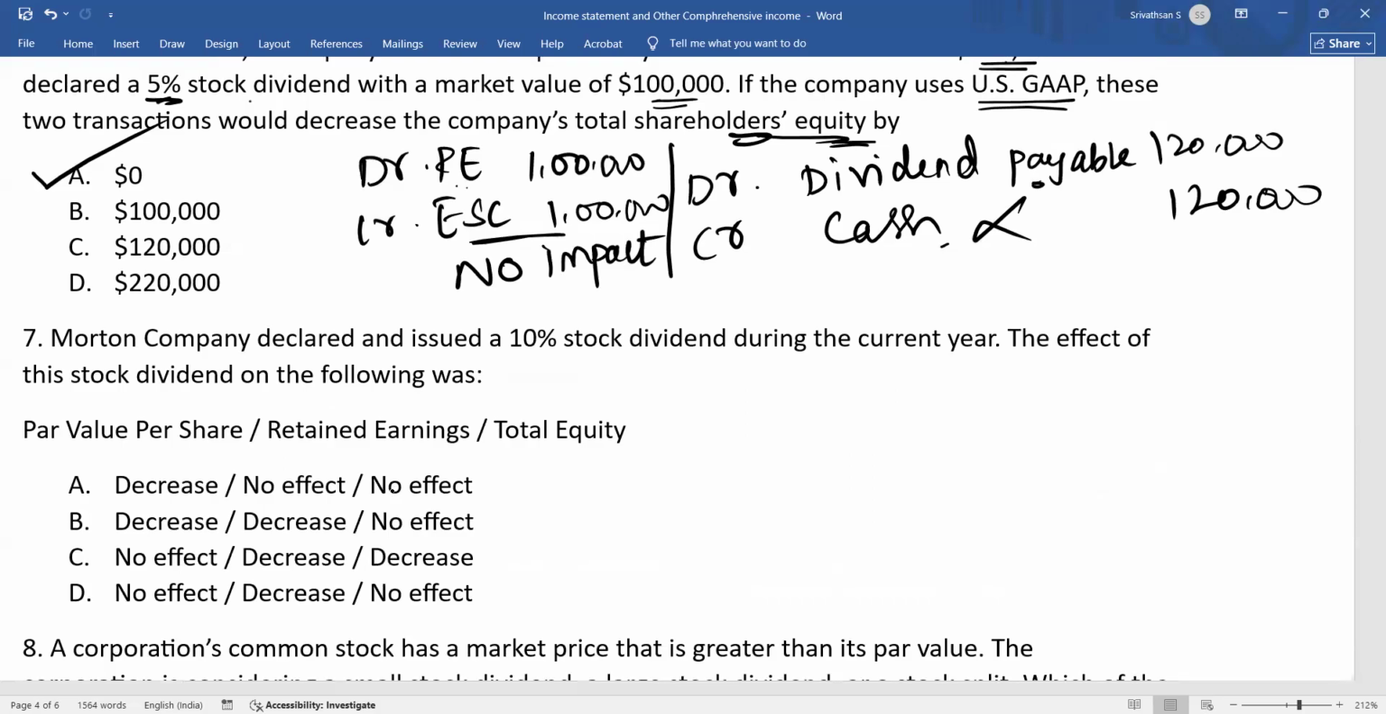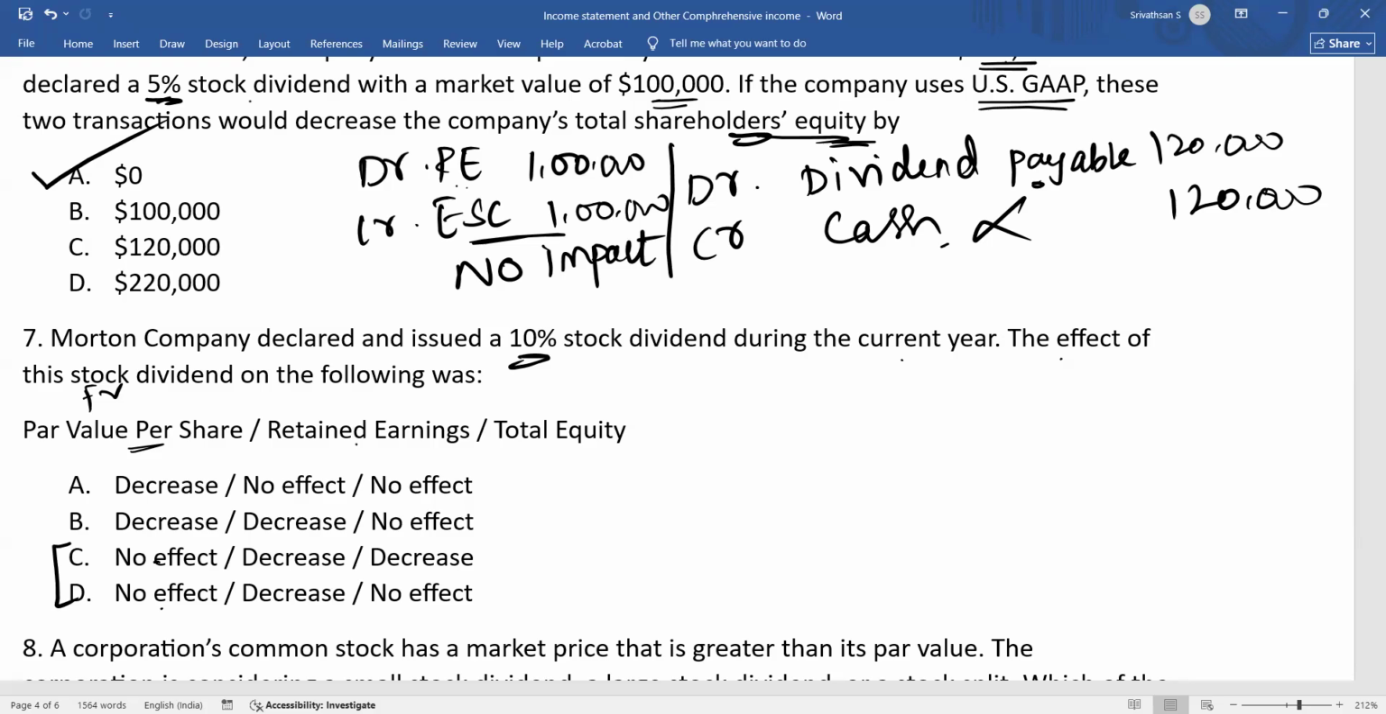Question number 7. Morton Company declared and issued a 10% stock dividend. So again, it is a small stock dividend during the current year. The effect of this stock dividend on the following was. So because of a stock dividend, what will be the impact on par value per share? Par value is nothing but face value. What is going to be the impact on face value because of a stock dividend? There is going to be no impact, right? A small stock dividend is not going to impact the face value. So either option C or D has to be the right answer because there is no effect on par value.